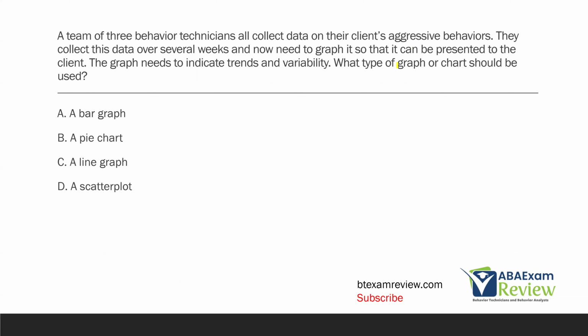So if you're looking for some sort of graph where we want to graph this aggressive behavior data we've taken, and specifically we want to see trends and variability, what type of graph are we going to use? Well, we're not going to use a bar graph or a pie chart. Those are not going to show our trends. And if you remember, a trend is the direction the data path is moving. So if we have a data path like this, that's an upward trend. That line graph is going to show our trends. So our answer is going to be C. We're looking at a line graph.